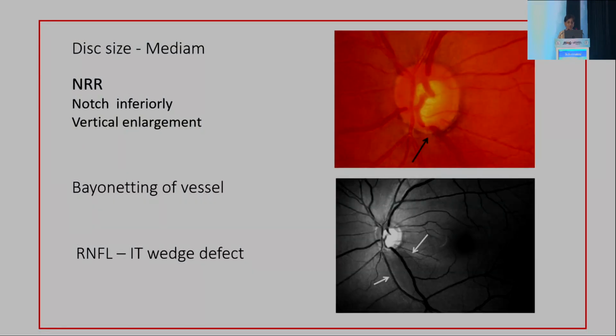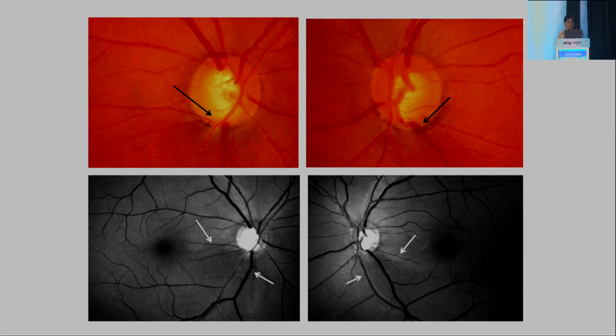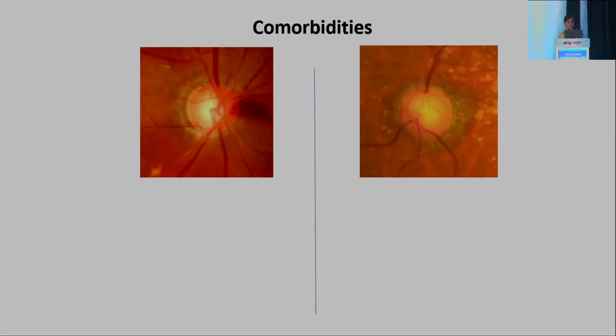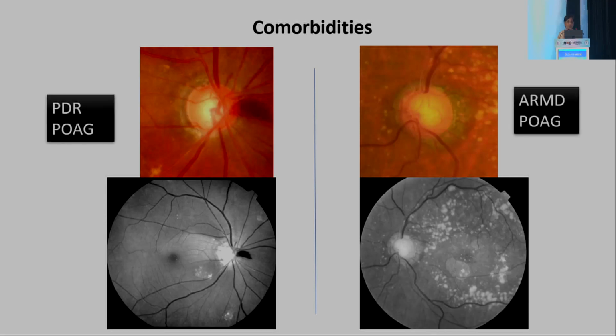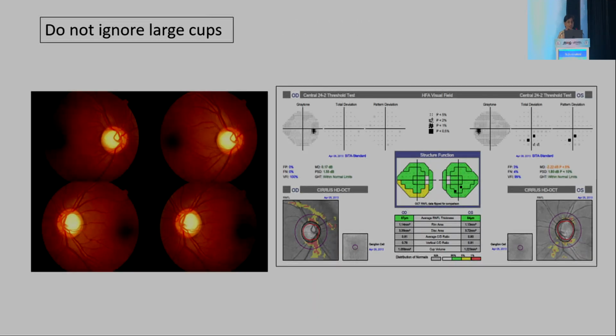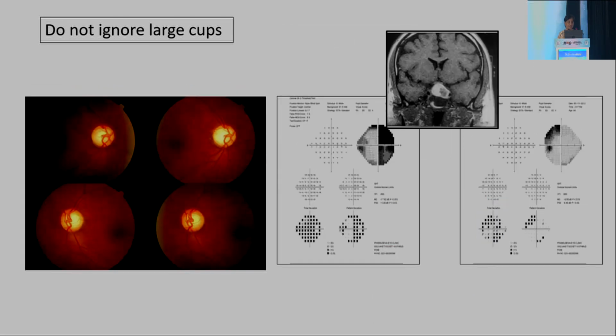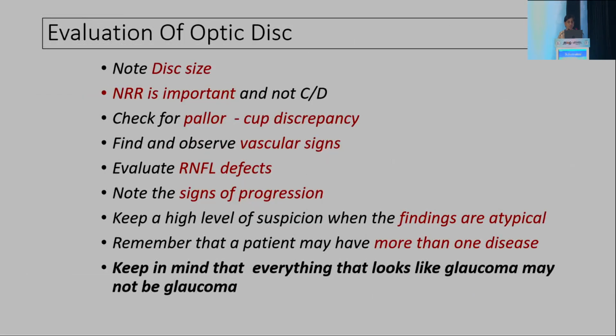Again, a left eye, all the signs are there. So these patients have glaucoma. Always, always document. Don't forget documentation of these patients. Always remember there can be comorbidities like PDR or ARMD because they are all elderly patients. Don't ignore large cups because they can be normal, can have advanced glaucoma, and can harbor something else that is a neurological condition. So always note the disc size.